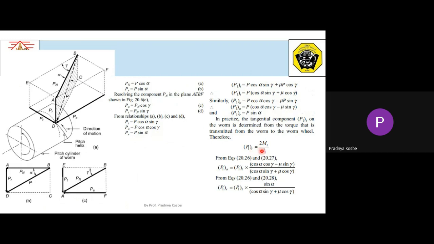And P1t will be 2Mt by D1. So this is regarding force analysis of the worm and worm wheel. In the next session, we will see the design of a worm gear on a strength basis.